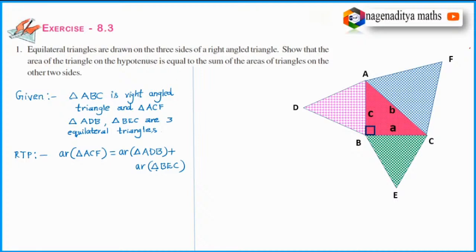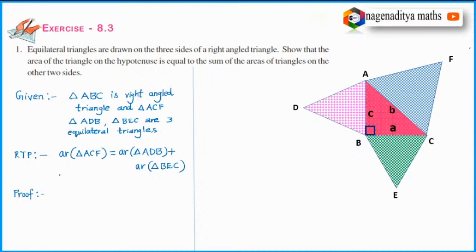Okay, so to prove this particular problem, we have two methods. So first I am going to do the first method. Proof. So yesterday we learned a theorem that in two similar triangles, the ratio of areas of two similar triangles is equal to the ratio of squares of corresponding sides. So I am going to use that particular theorem to prove this problem.